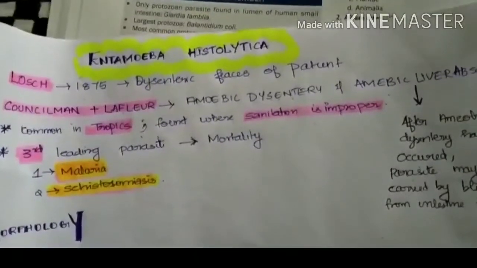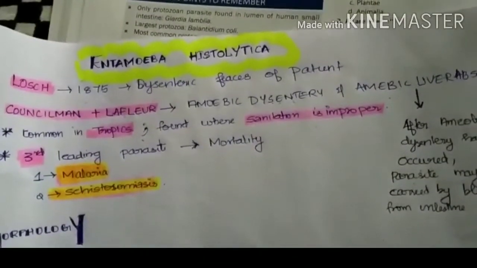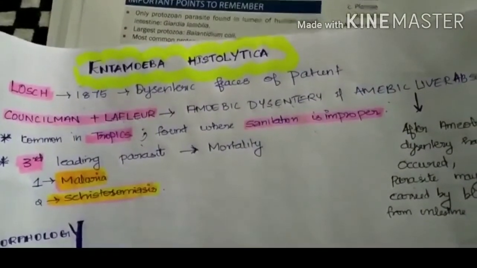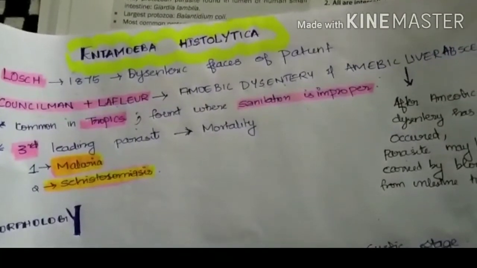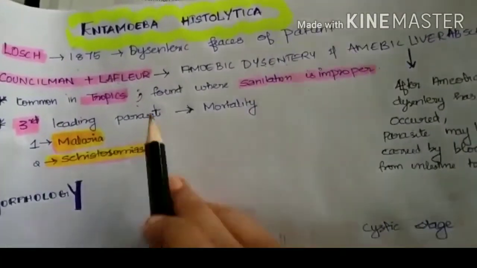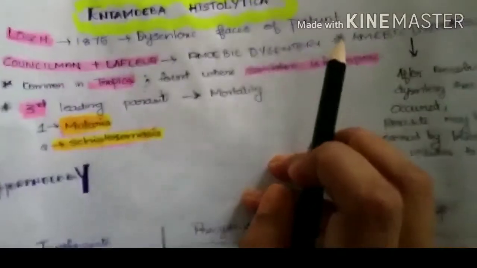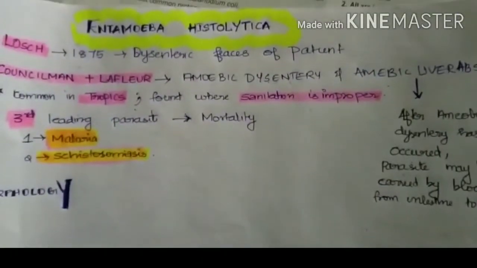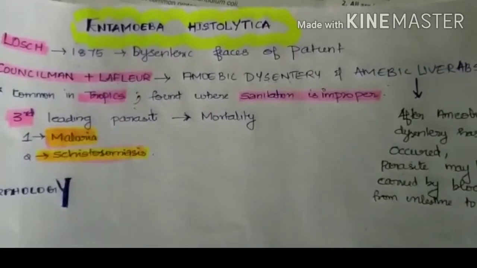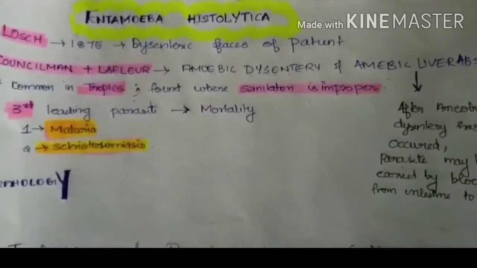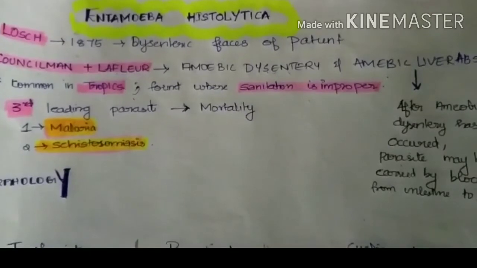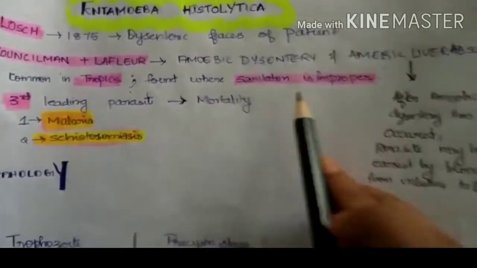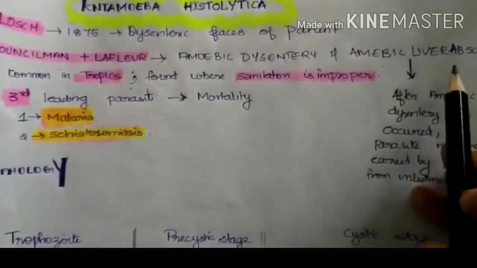Everyone, welcome to Medification. In this video, you will get to know about Entamoeba histolytica. Entamoeba histolytica was first discovered by Loesch in 1875 in dysentery feces of a patient. Councilman and Lafleur established the pathogenesis of intestinal and hepatic amoebiasis and introduced the term amoebic dysentery and amoebic liver abscess.